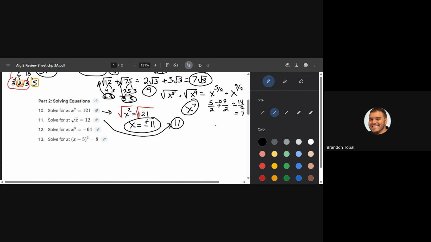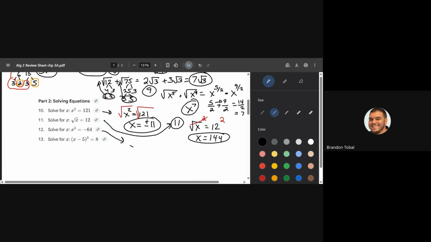Talk about 11. Question 11. Solve for square root of x equals 12. Well, this is the reverse. I have a square root of x, so I'm going to square both sides. That's going to get rid of the square root here. And I do the square, 12 times 12, or 144. So your answer is 144. Remember, only when you square root both sides, you do the plus or minus.